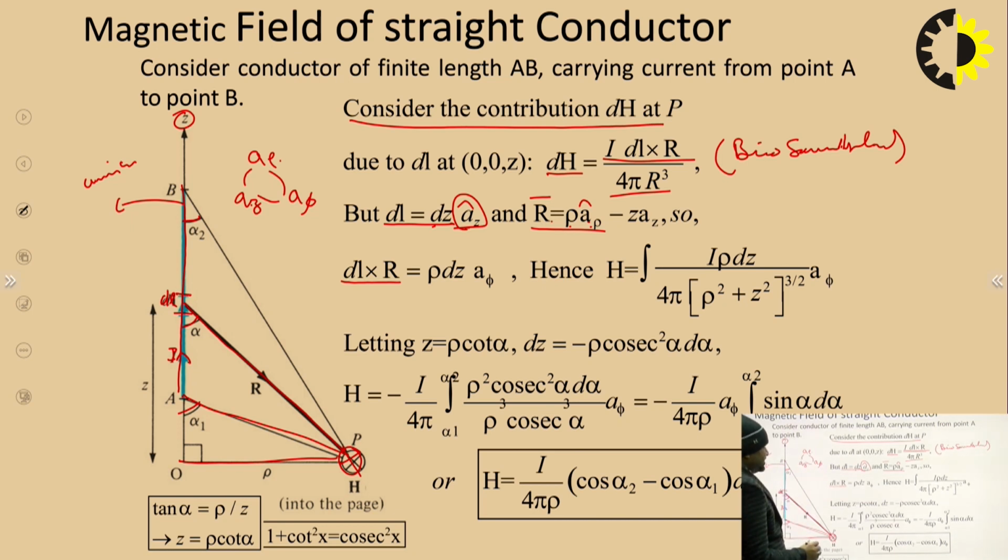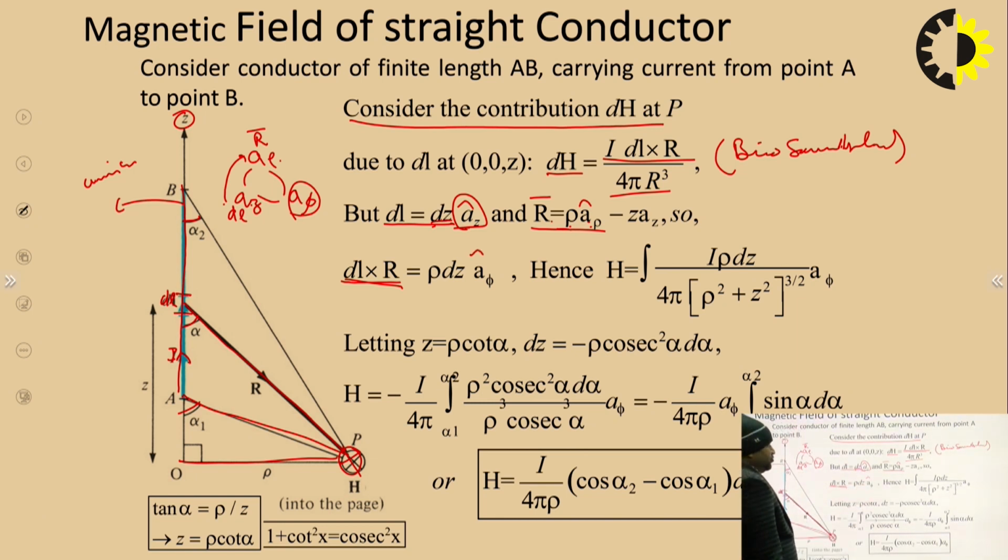So in this particular dl, which is defined in the az direction, and vector r is defined in the a rho direction, the cross product between them is in the direction of a phi. So dl cross ar is equal to rho dz in the direction of a phi.